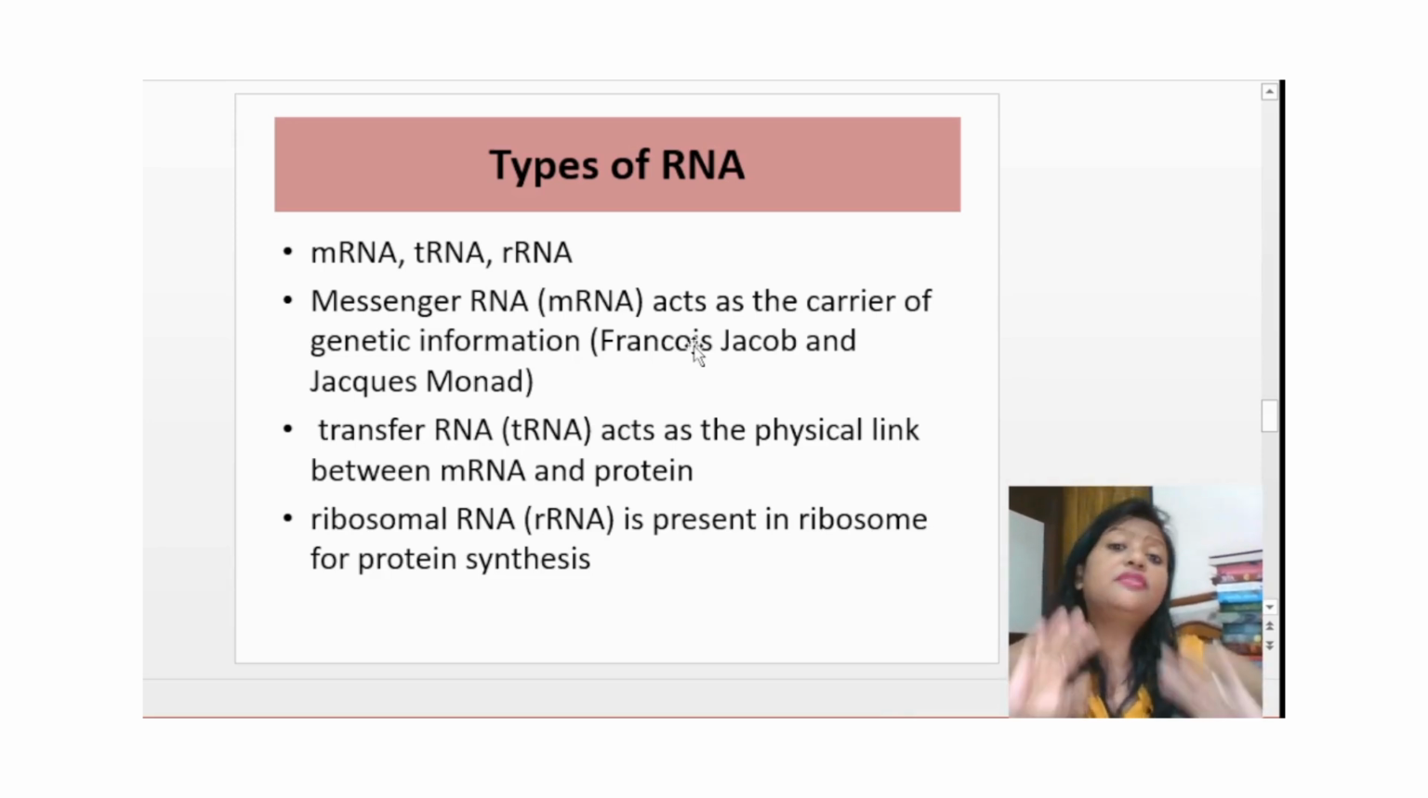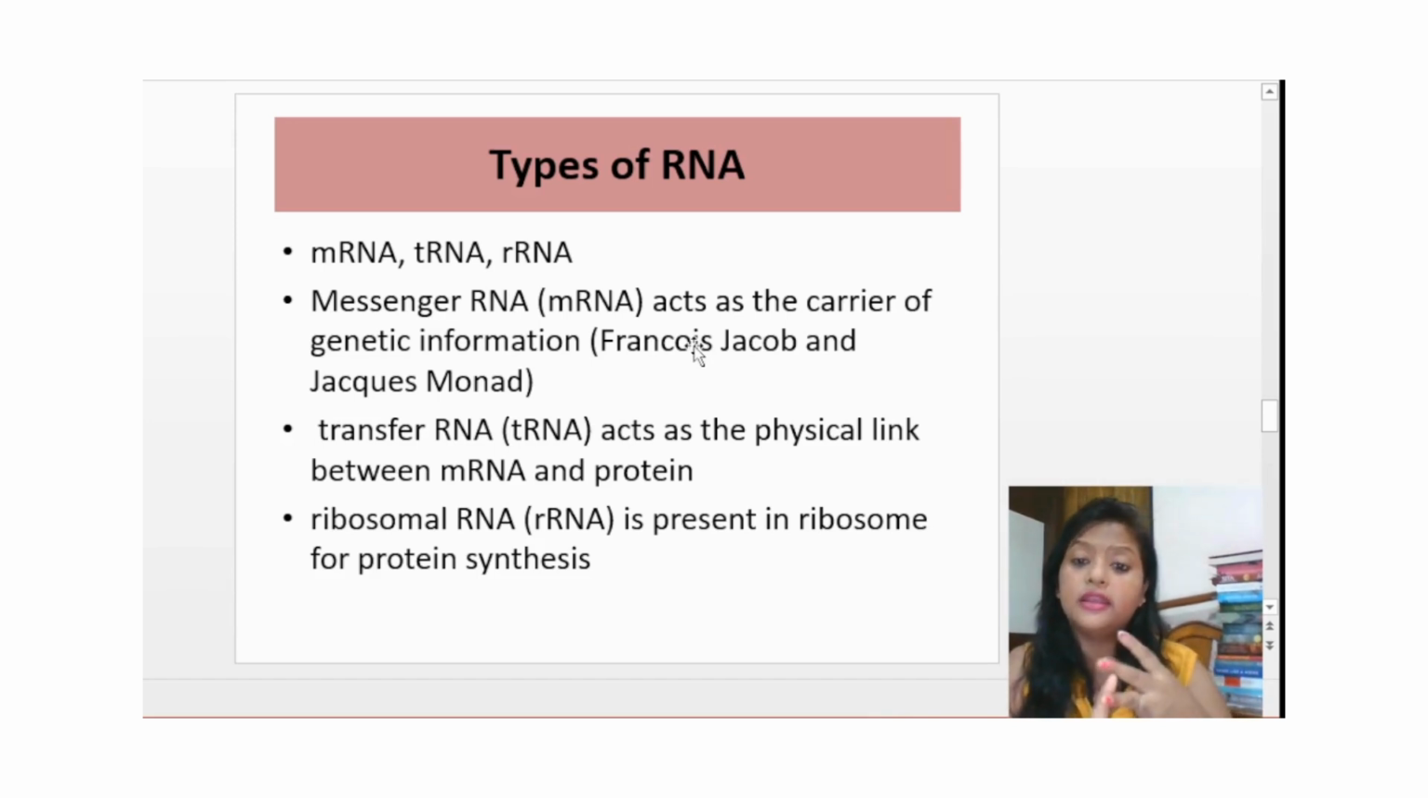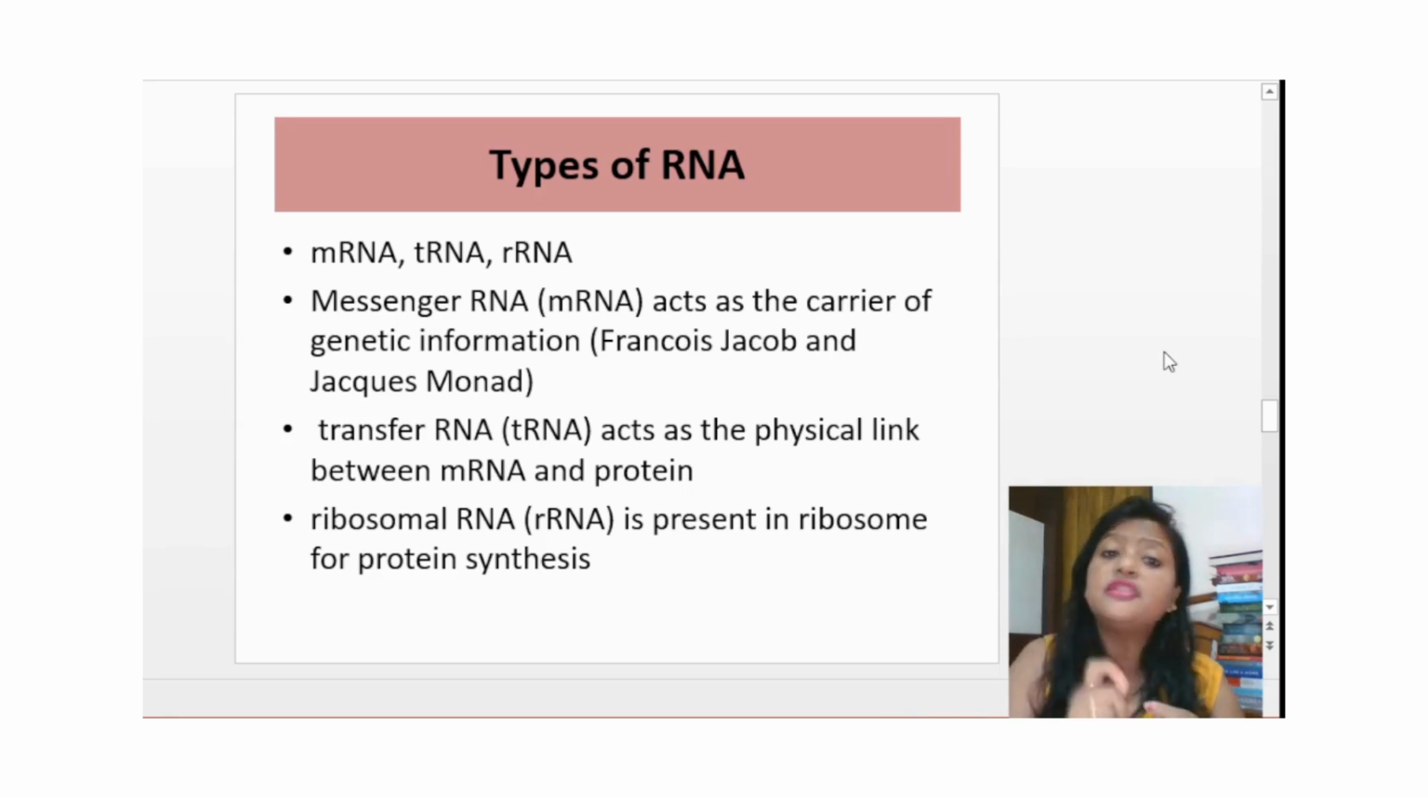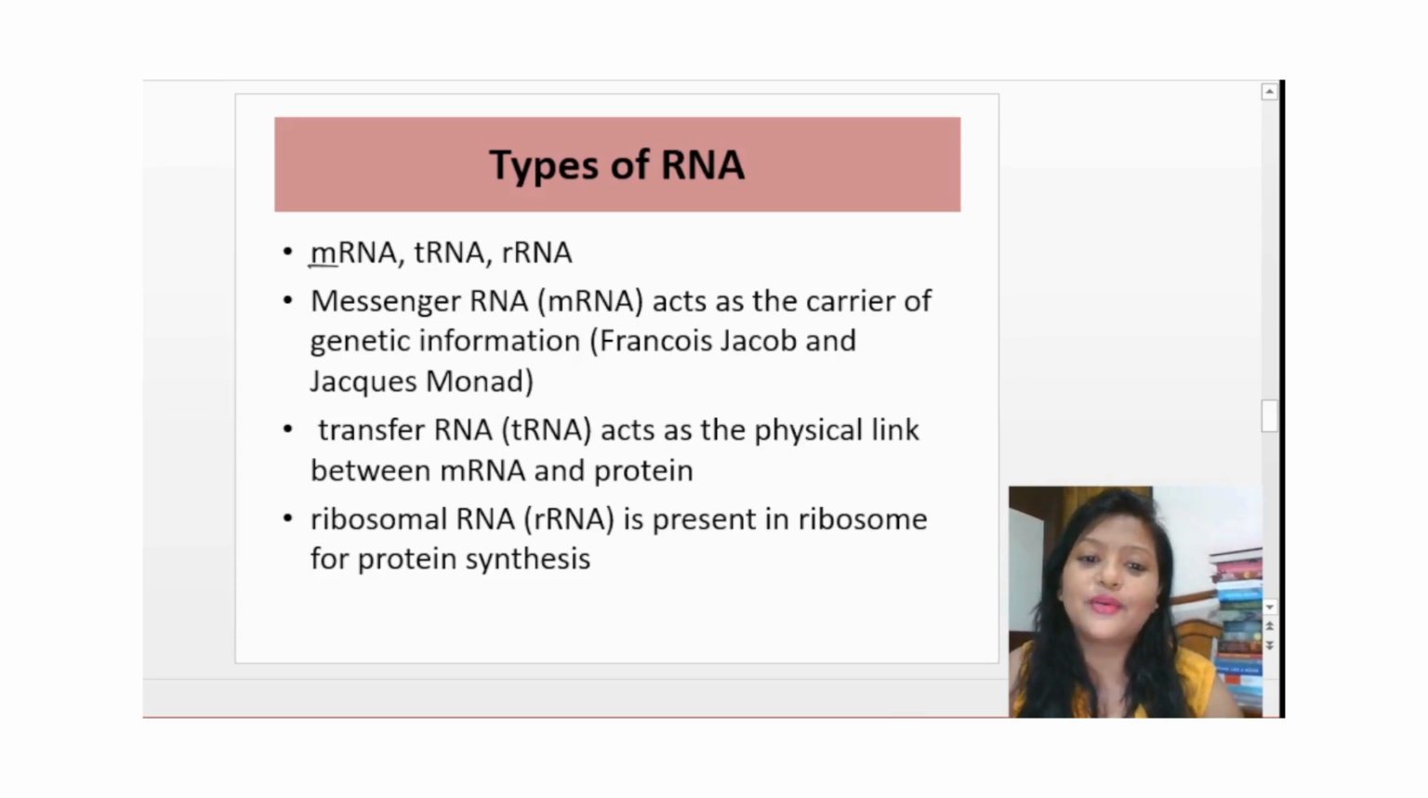There are three types of RNA: mRNA, tRNA, rRNA. Francois Jacob and Jacques Monod discovered mRNA. mRNA stands for messenger RNA; the M stands for messenger. tRNA stands for transfer RNA, and rRNA stands for ribosomal RNA. So mRNA, tRNA, rRNA, these are the three types.